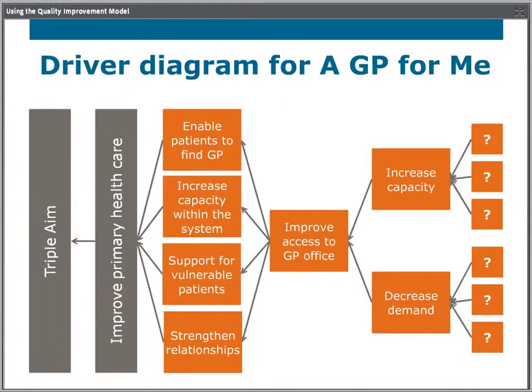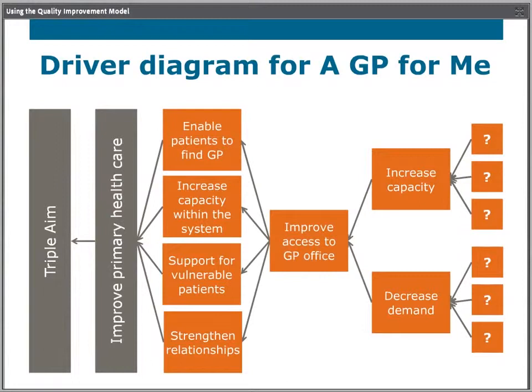So in order to improve primary health care, there are 4 real strategies: enable patients to find a GP, increase capacity within the system, provide support for vulnerable patients, and strengthen those relationships. And all of those feed up to the triple aim, as you can see. And then feeding into those, what do we need to do to make those 4 happen? Well, we need to improve access to the GP office.